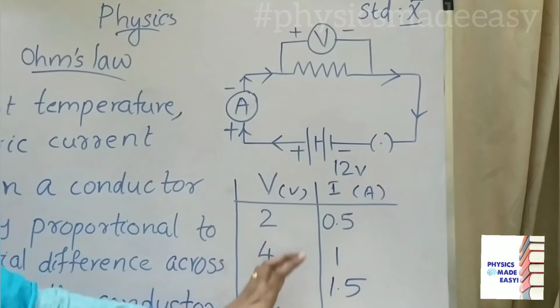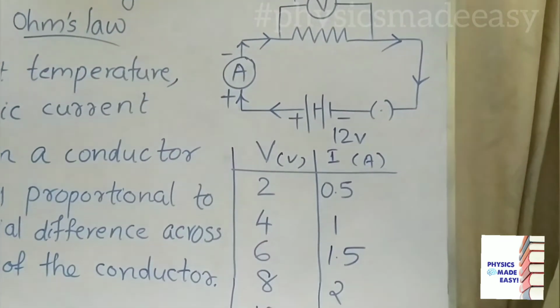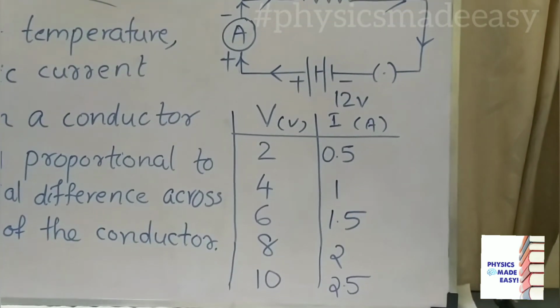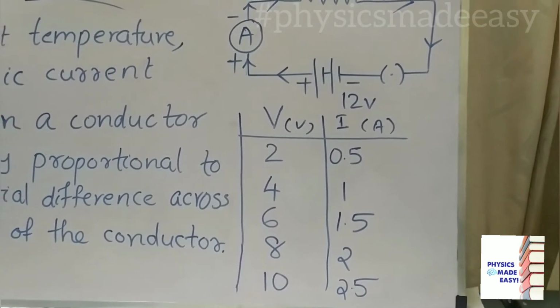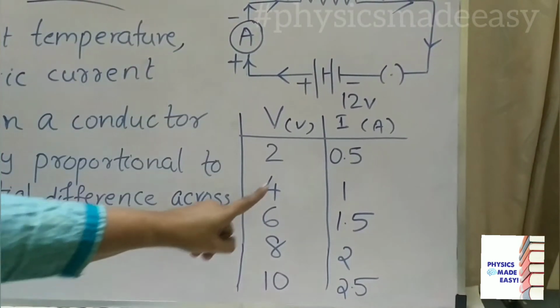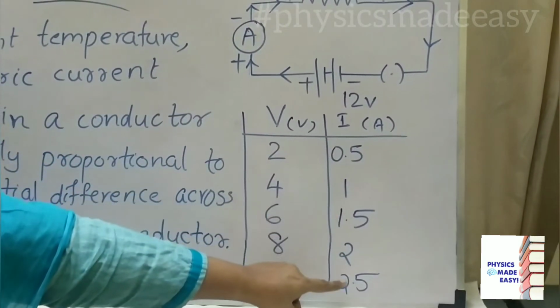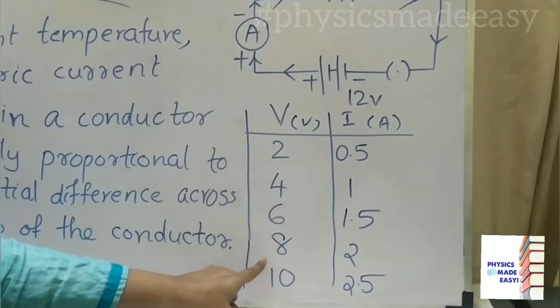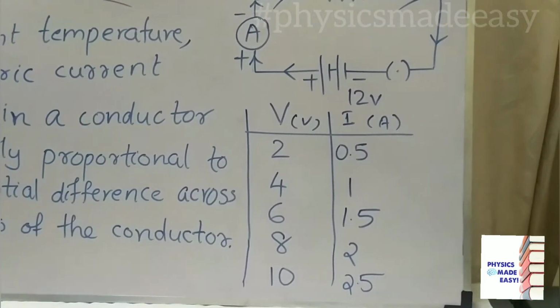So here you can see some values based on this experiment. This we are doing to verify Ohm's law. So here you can see all these values. Here you can see now the current is increasing, potential difference also increasing. So how to state this Ohm's law?